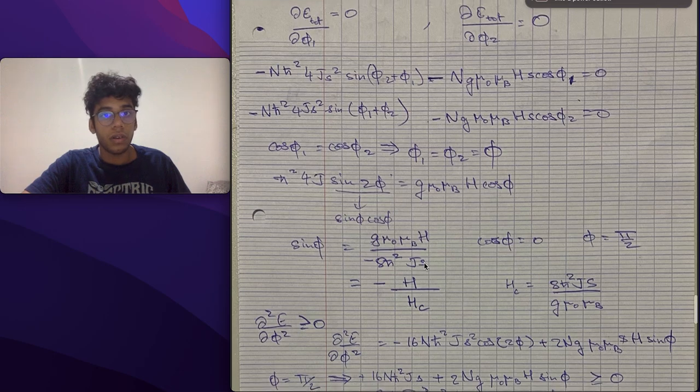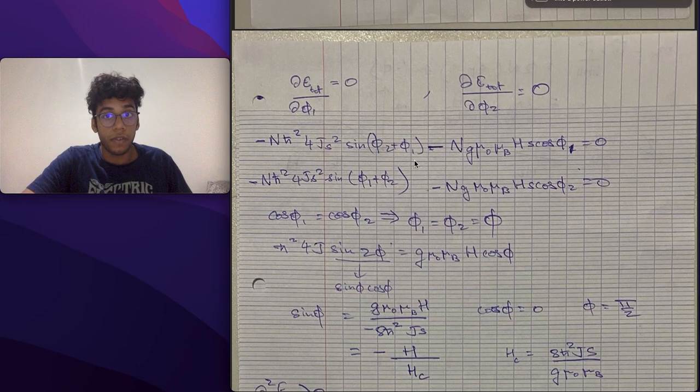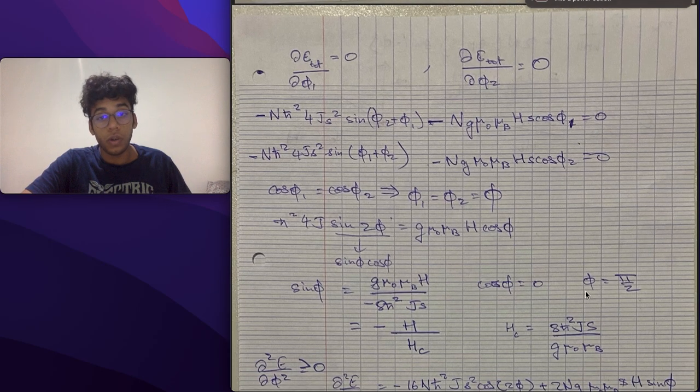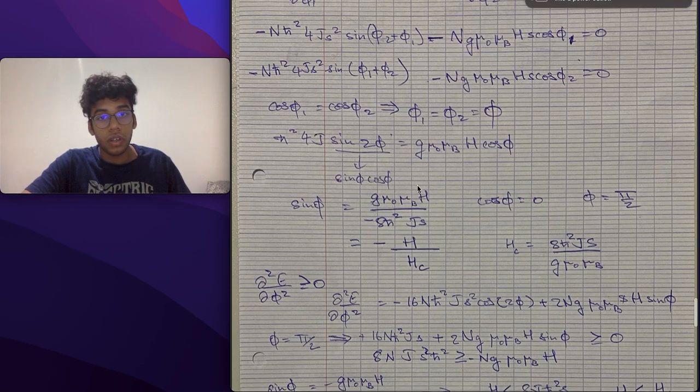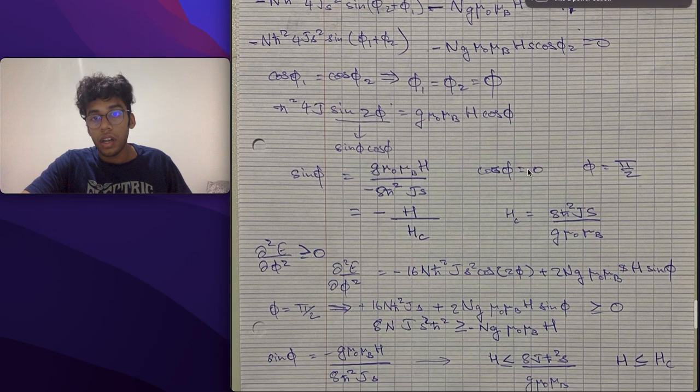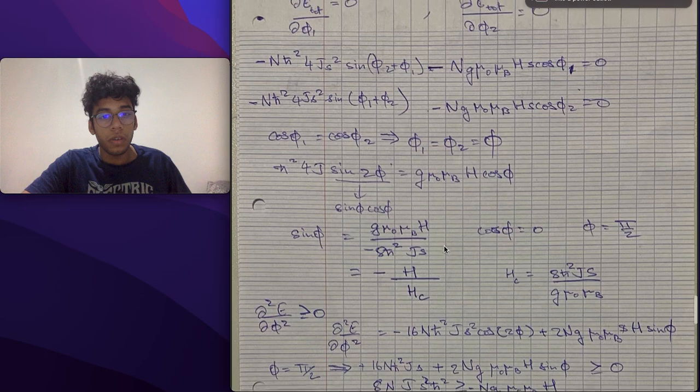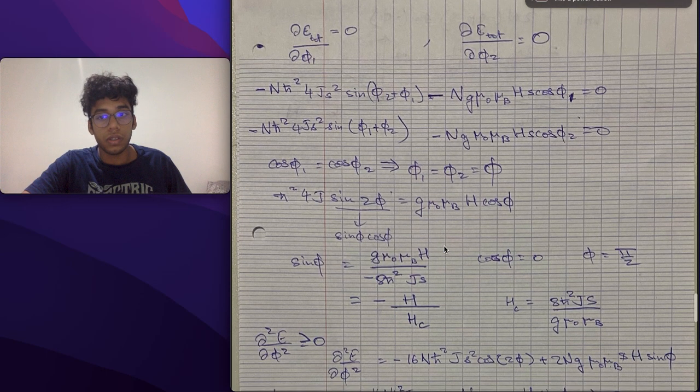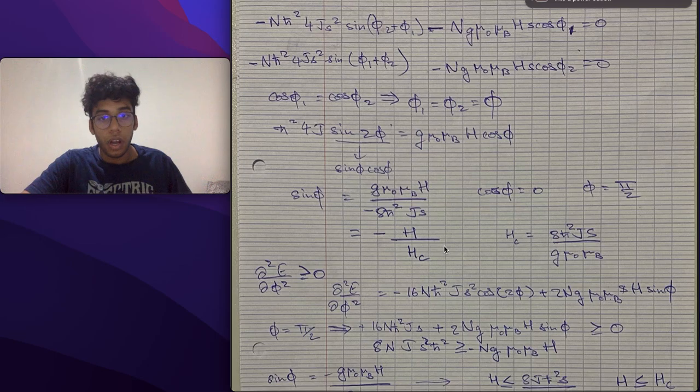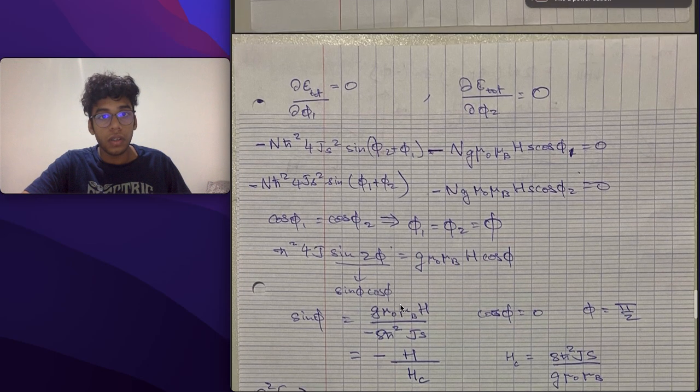First we find out that phi1 and phi2 have to be equal, and then we find out that phi is equal to pi by 2. And this ratio here, sine phi, we declare it to be minus H by Hc, where H is the critical magnetic field. So it's defined, and we'll go into this from here. We'll take it on in the next step, because I want to get a little more clarity on this.